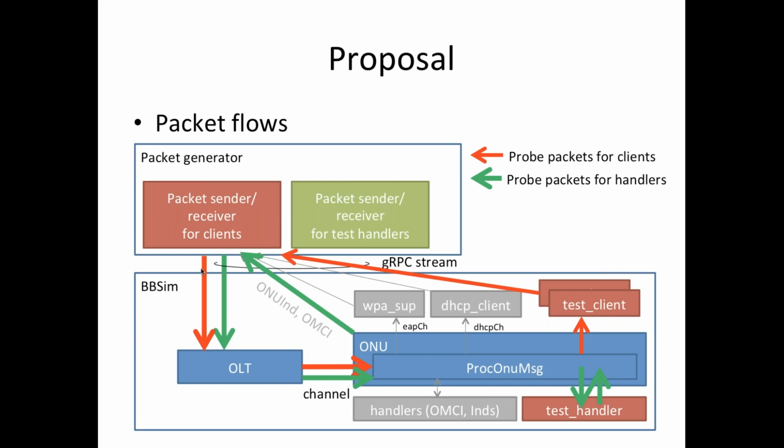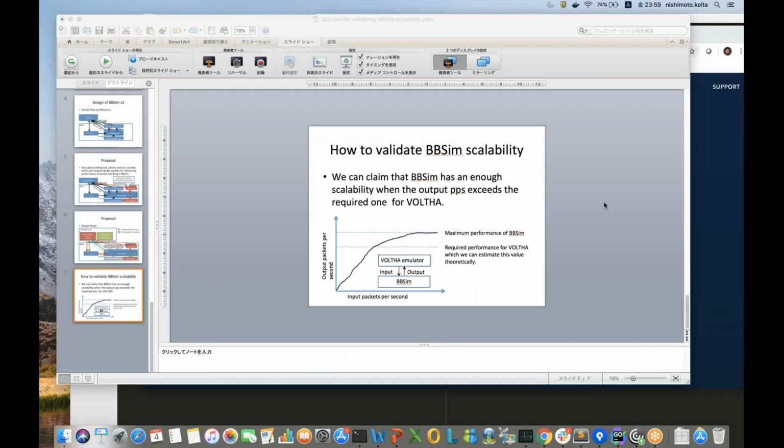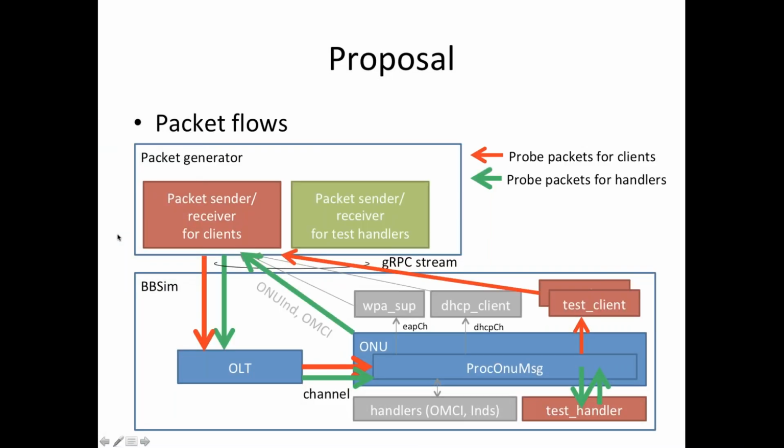Go ahead, Tal. Yeah, we are using BBSim to verify the scalability of Volta, but in order to do that, we need to make sure that BBSim can scale more than Volta does. Because let's make a practical example. If I run Volta against BBSim with 200 ONUs, and it takes 25 minutes to activate all of them, I need to make sure that it's not BBSim that is the bottleneck.